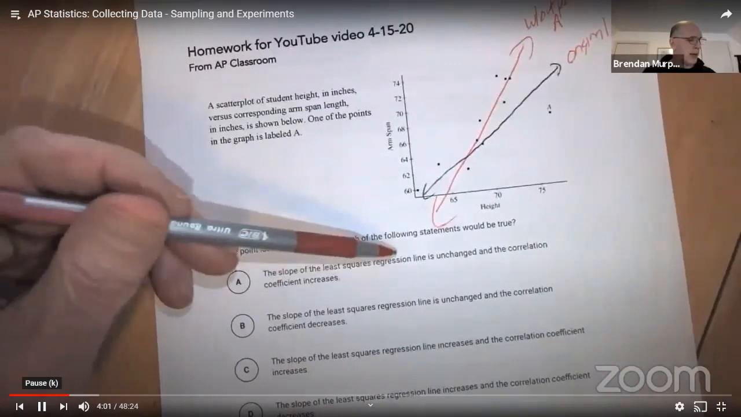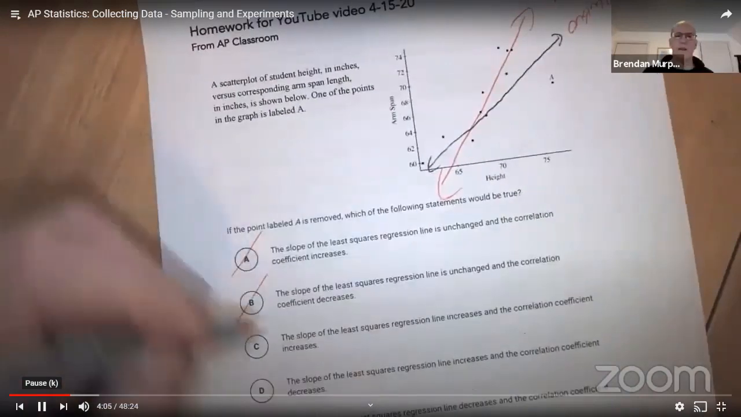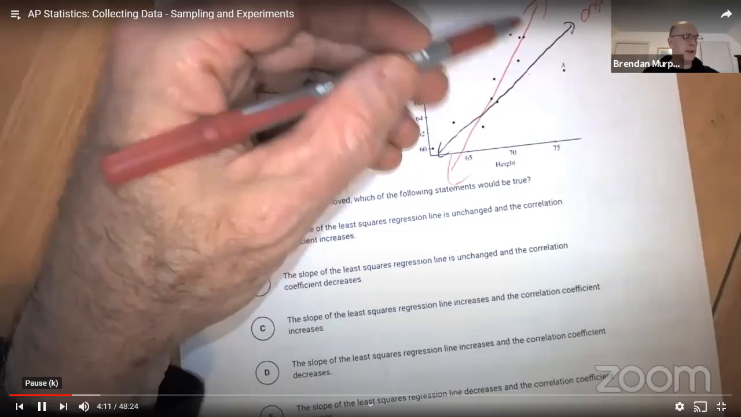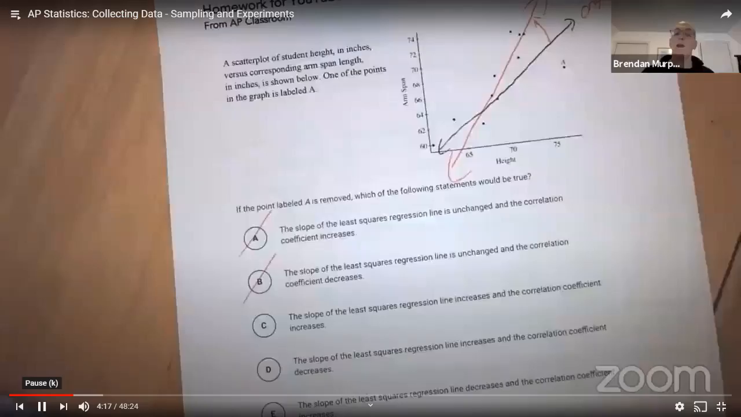That's not a true statement. The slope of the least squares regression line is unchanged. That's not a true statement. The slope of the least squares regression line increases. Yeah, that feels like it did increase. The slope did increase. And the correlation coefficient increases. I think that's a true statement, and C is the correct answer.